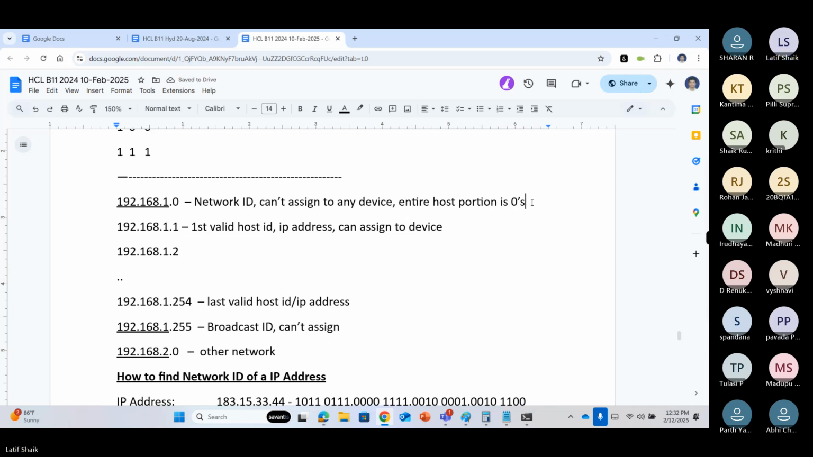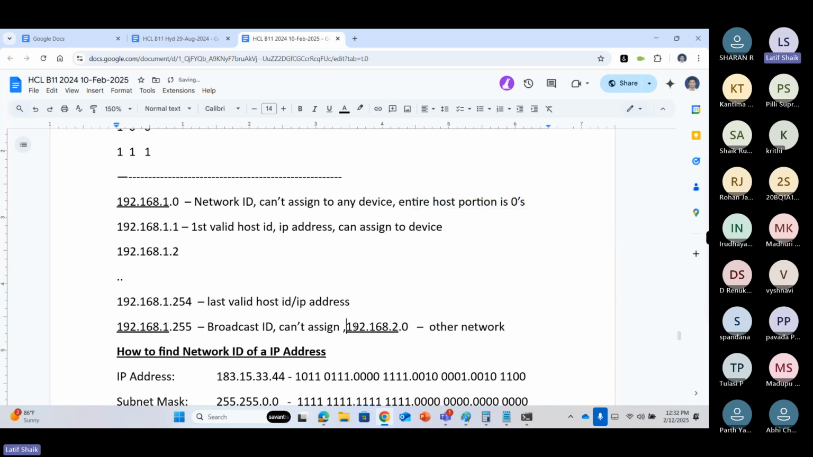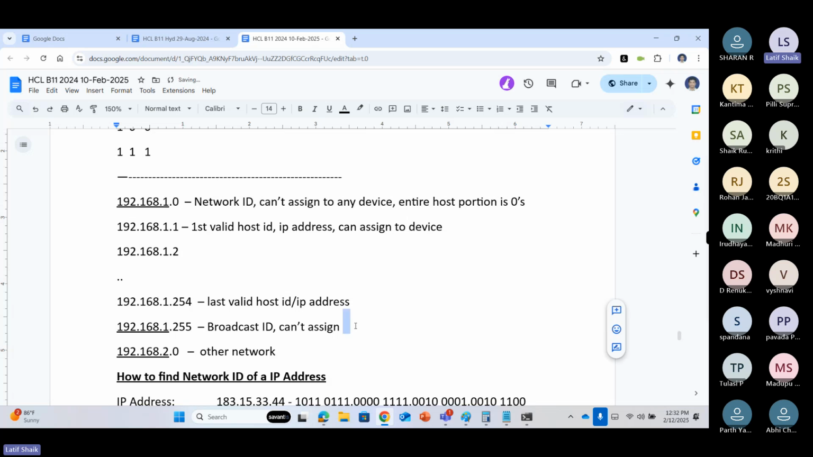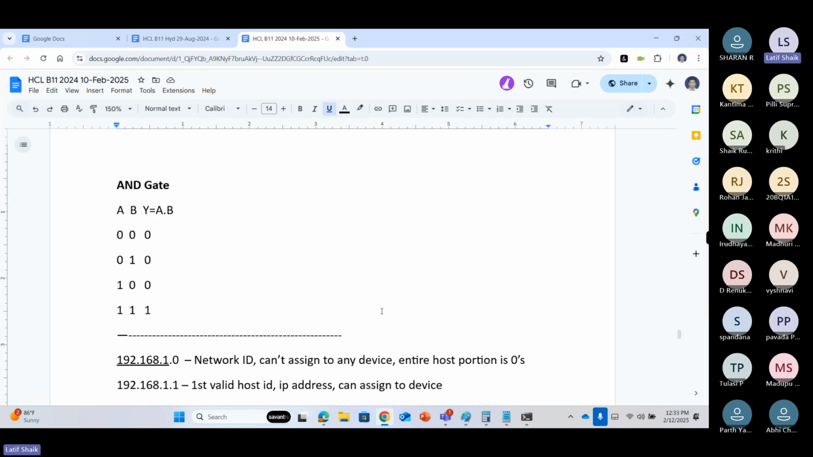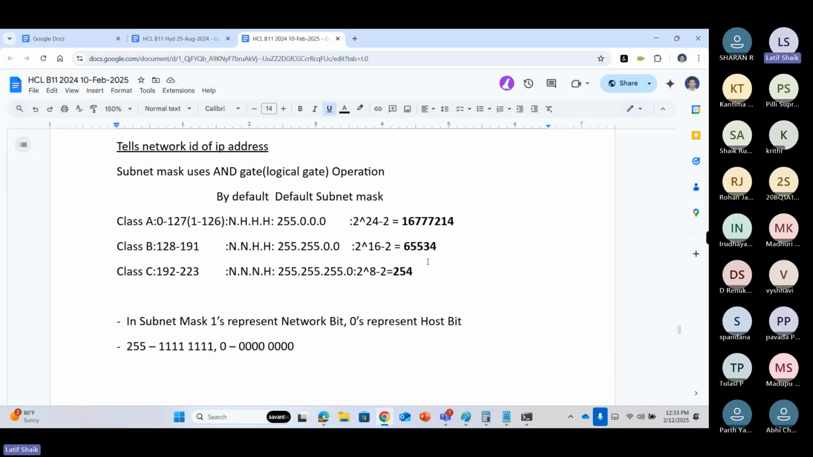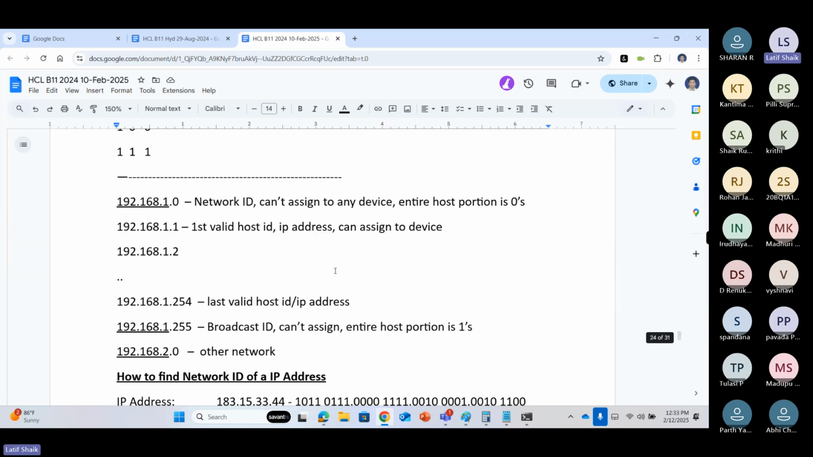And the last one is called the broadcast ID. That also we can't assign to any device, and the entire host portion becomes ones. So in between we can assign addresses. So this first one and last one we can't assign to anything, so the count is minus 2. This is what I explained this morning: how many hosts we can connect in a single network.